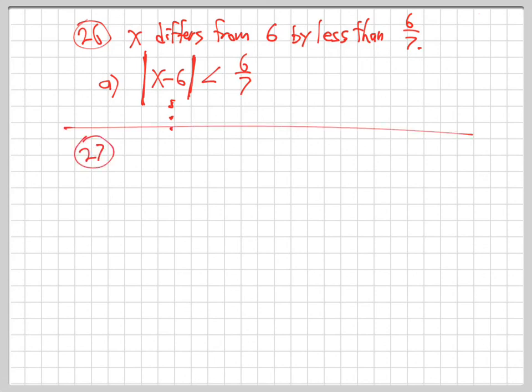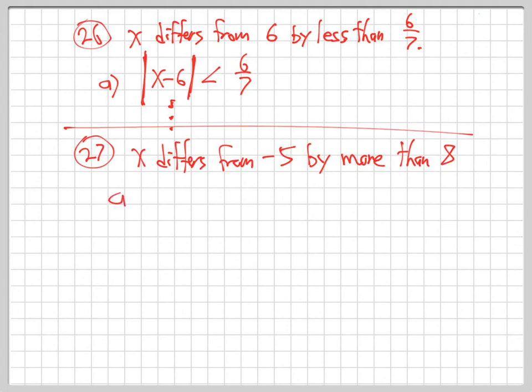Number 27 says x differs from -5 by more than 8. By more than 8. Can you try that one? They want you to write part A, that one as an absolute value inequality. Be careful. Watch your signs.